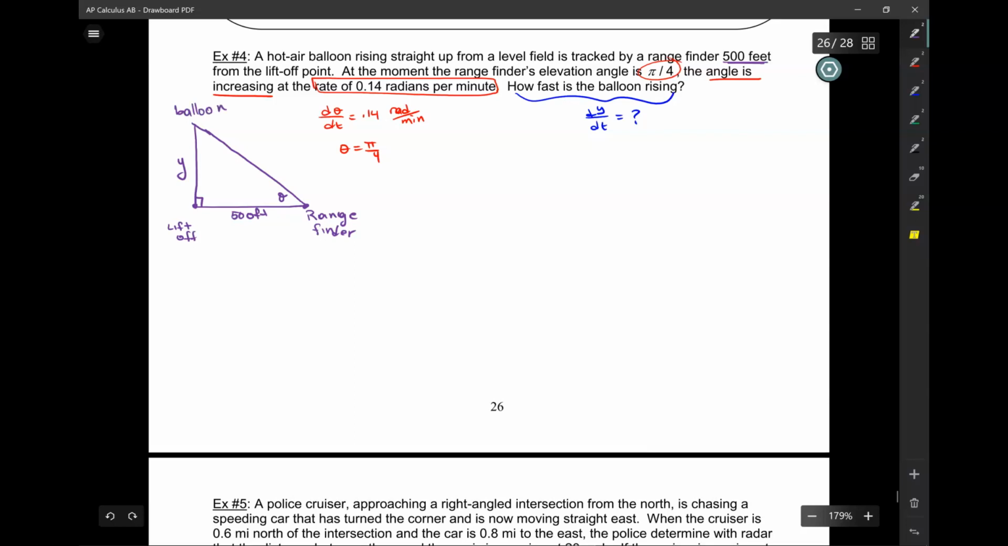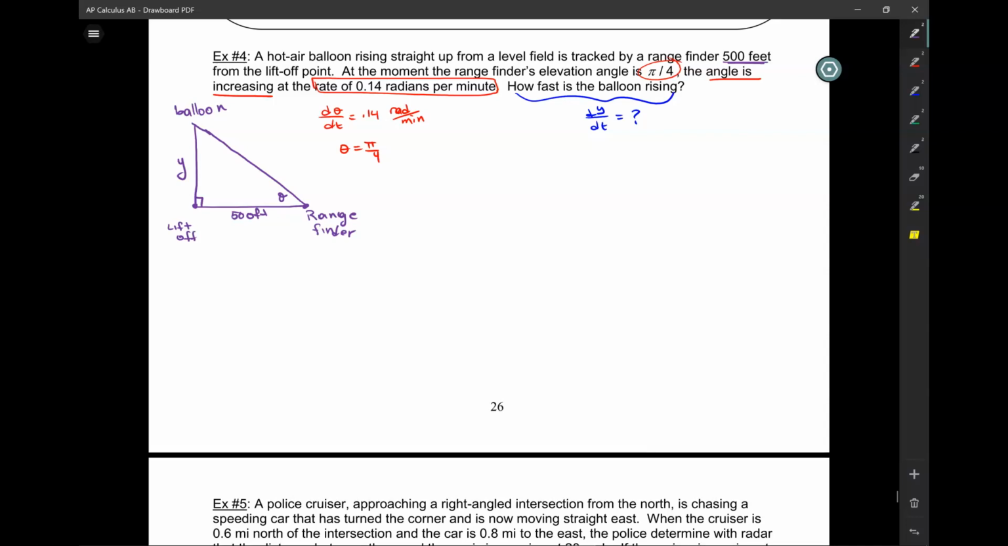All right, now let's see if this is consistent with my problem. A hot air balloon is rising straight up. And yes, if I go from here, it rises straight up. So that's my y, that's where my balloon is from the liftoff point. There is a rangefinder and it's measuring the angle of elevation 500 feet away, right? And so this is what I need. Now, what I need to find is dy/dt.